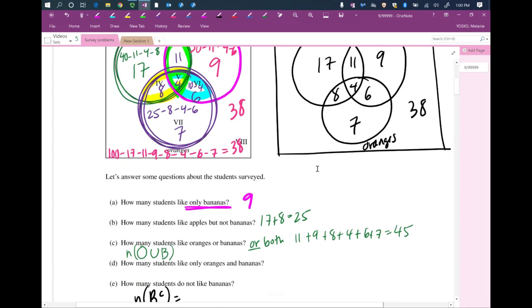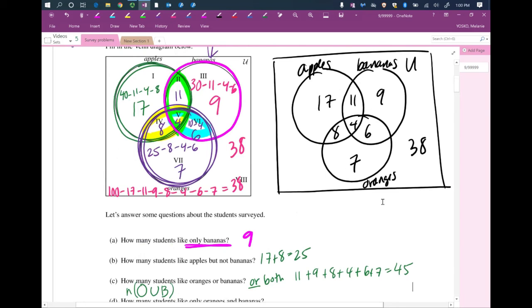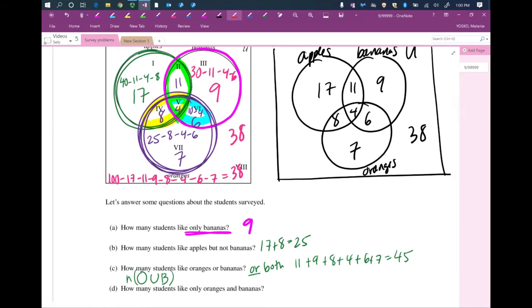Okay, let's look at the next question. How many students like only oranges and bananas? Only oranges and bananas. So be careful here. This means they do not like apples. Normally oranges and bananas are these two circles right here, right? But this is not apples, so we cannot include these guys right here because those 4 people like apples as well. So how many people like only oranges and bananas? Looks like it's 6. Just this set right here. 6.